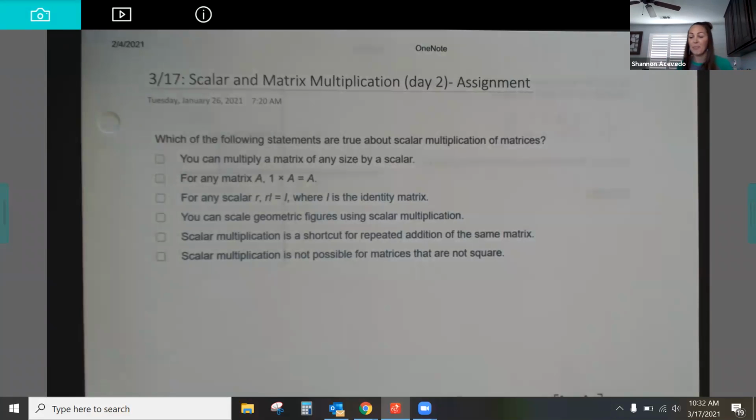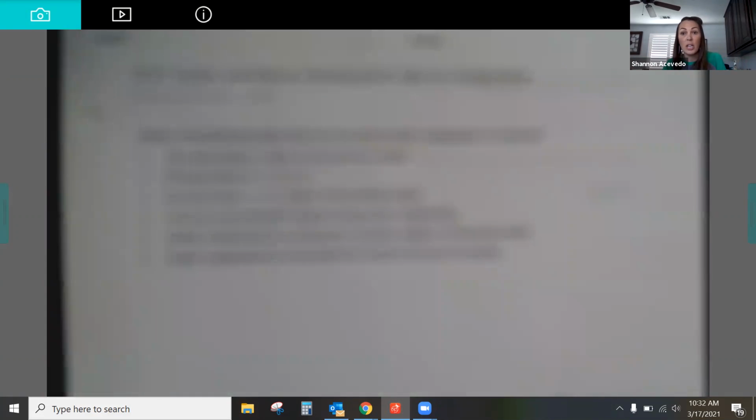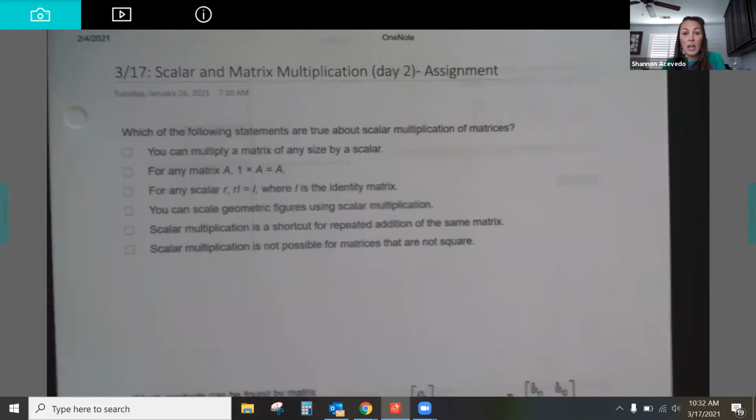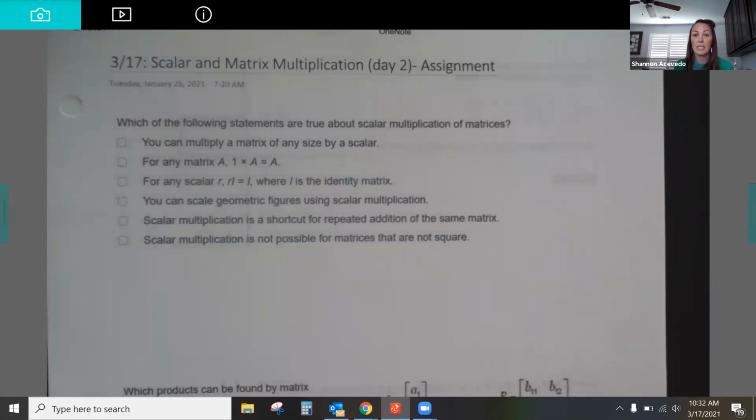going for the day. We learned about scalar multiplication yesterday. We went through the introduction portion of it, and so today we're going to work through the assignment. Remember, when we talk about multiplication of matrices, the scalar is just the number out in front. It's like the coefficient of the matrix.